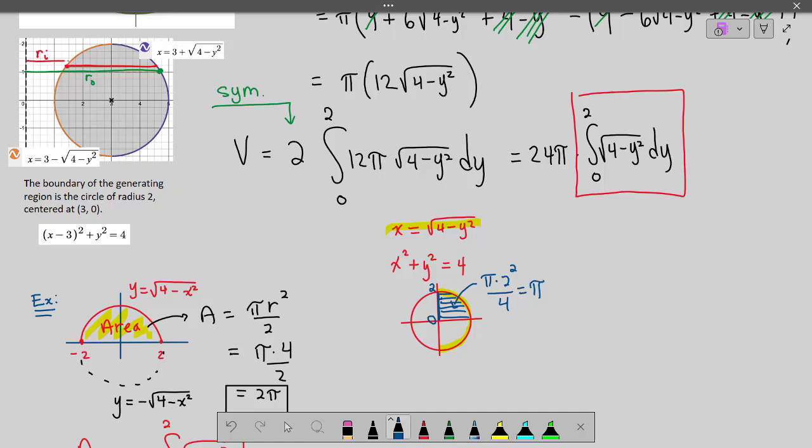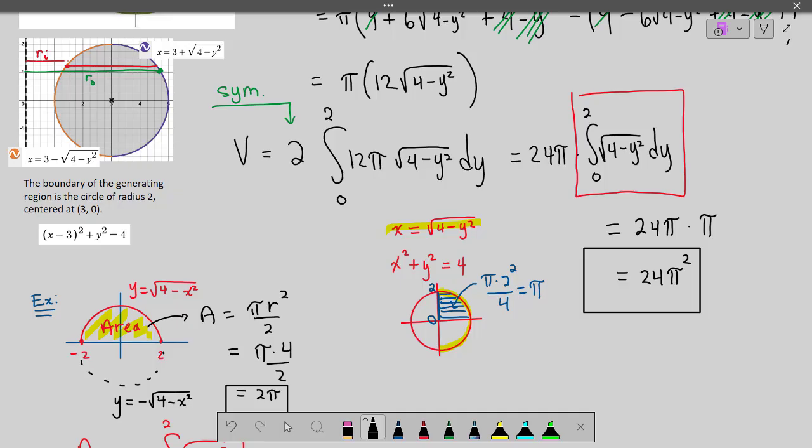So this is 24 pi multiplied by pi. So this is the volume of the torus. That one might take a little looking at multiple times.